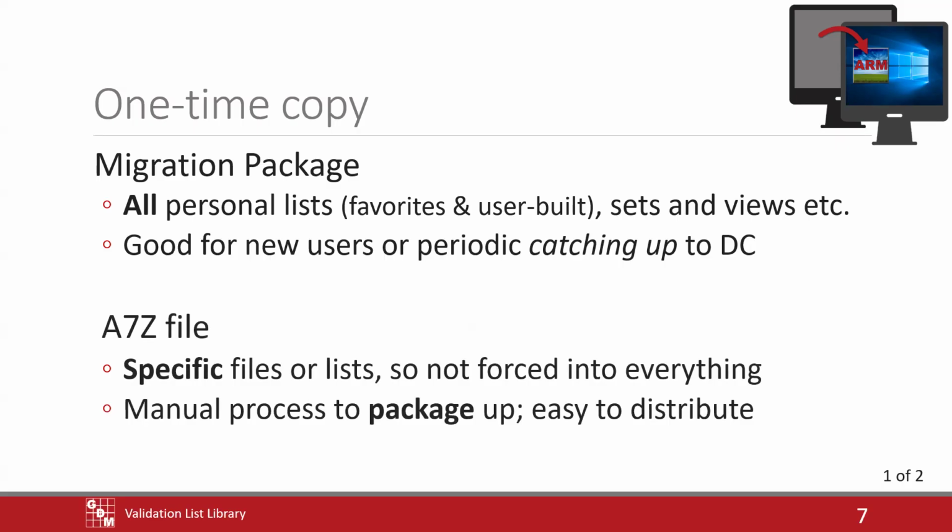The alternative within the one-time copy umbrella would be to specify certain files that you want to share instead of having to take everything. It is, of course, then manual because I have to go and pick the ones I care about. But it is pretty easy to distribute. So we'll show it in a moment, talking through how that works.